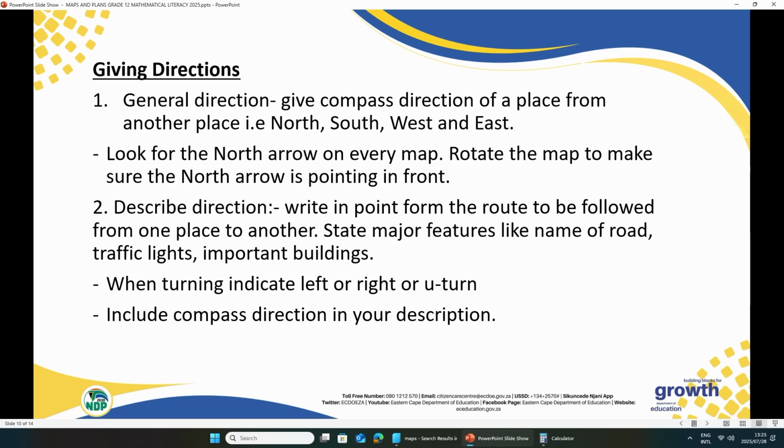When you get a map, make sure that the arrow of the map, there is always an arrow to indicate the north. That arrow, you must make sure it is looking in front of you. It must point in front of you. If it is pointing to the south, you rotate the map and ensure that the arrow is pointing in front. Then your back becomes the south, your right becomes your east, and your left becomes your west.